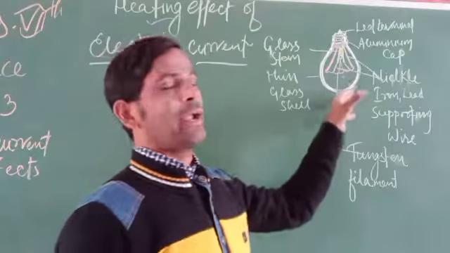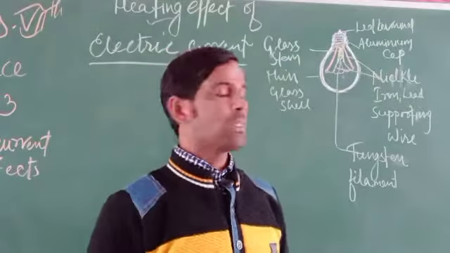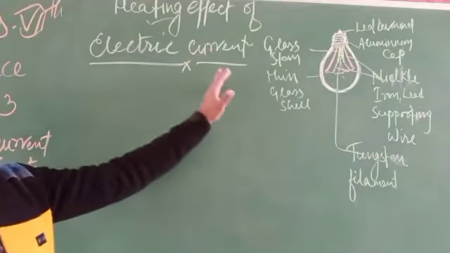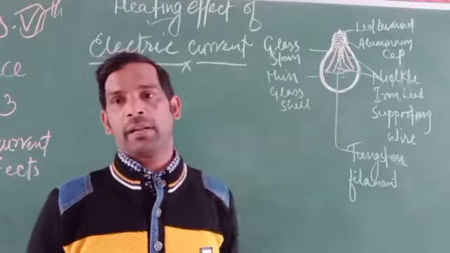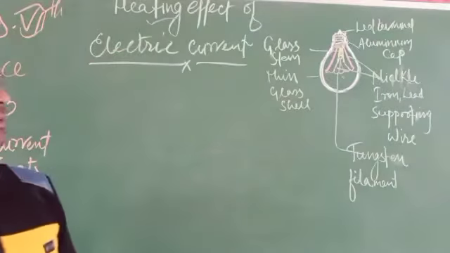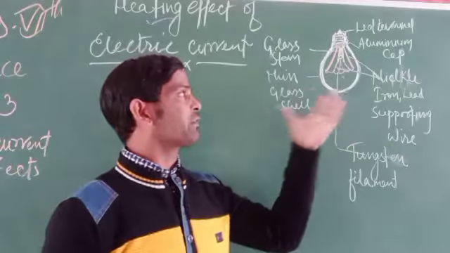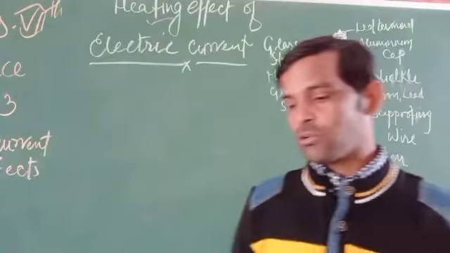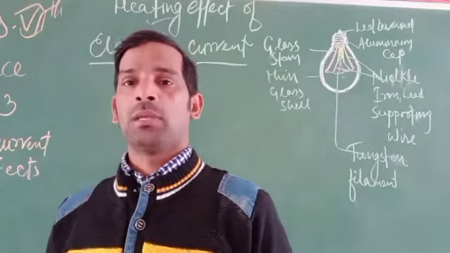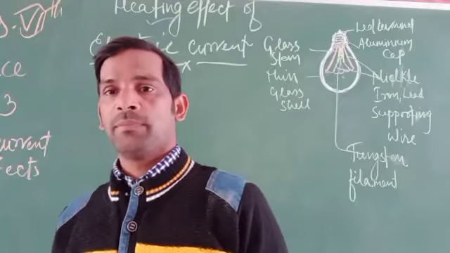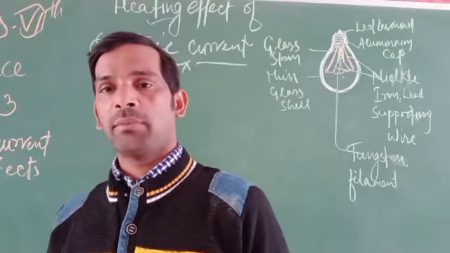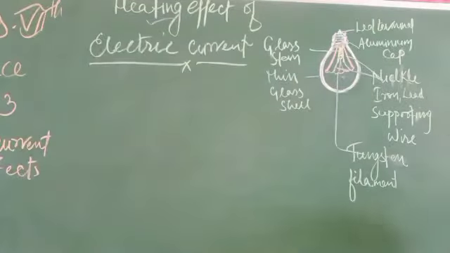So heat and light energy are generated, and this is an impact of the heating effect of an electric current. So we can say this is an example of the heating effect of an electric current. In another way, in the case of a heater, geyser, toaster, in all these cases the heating effect of electric current can be found.